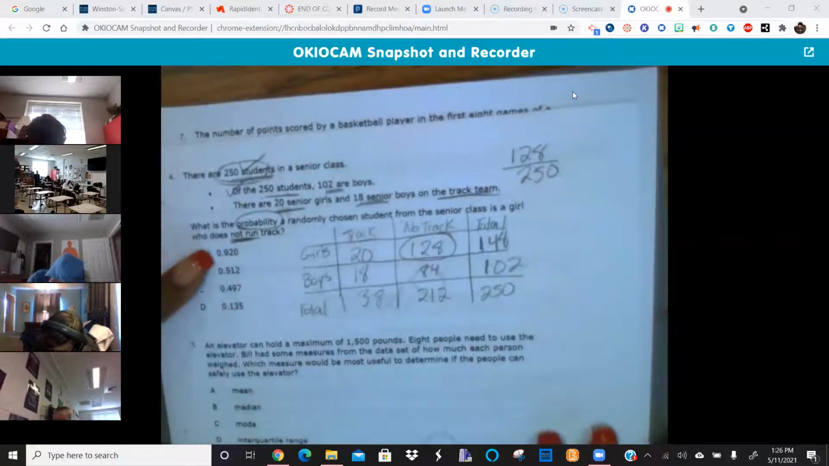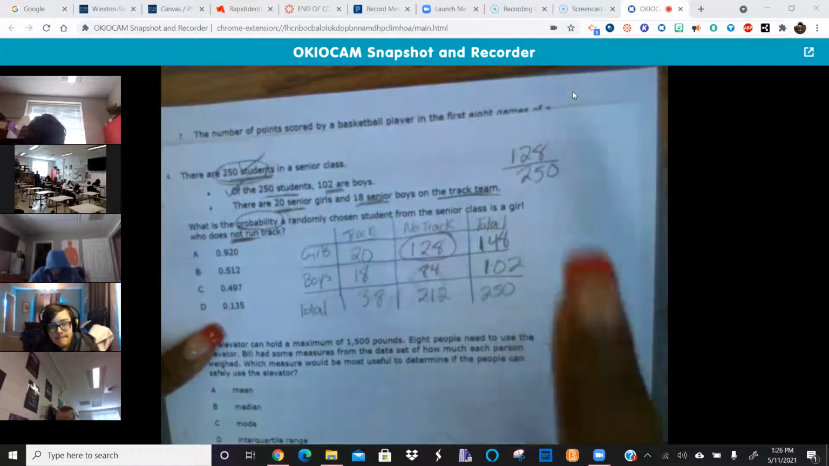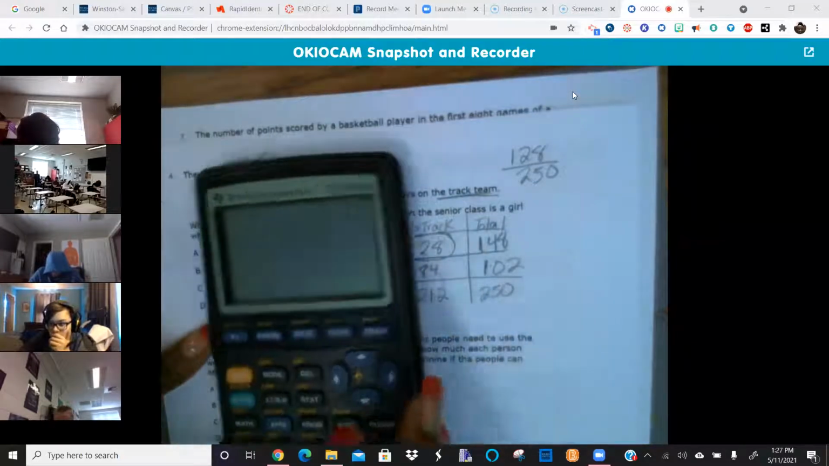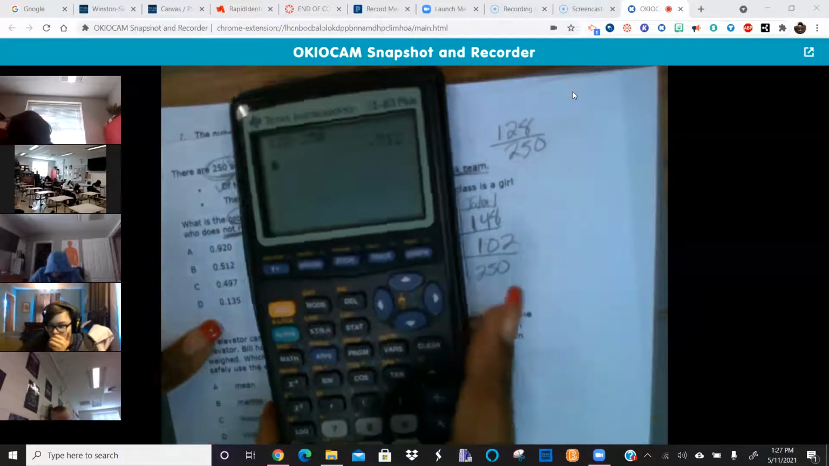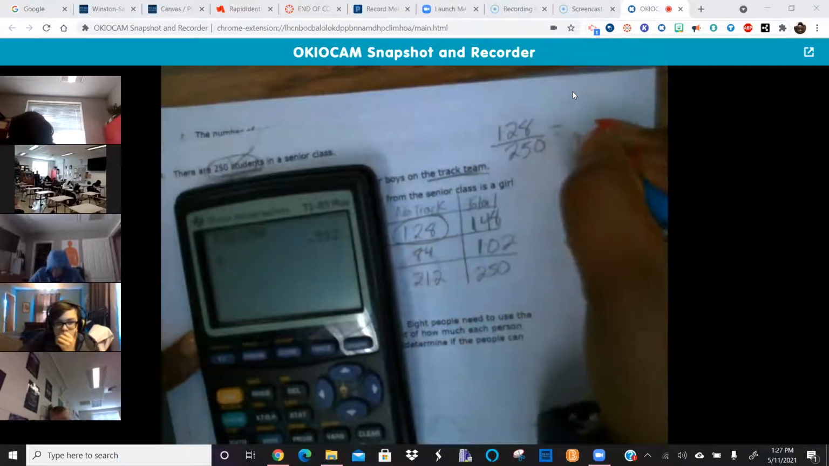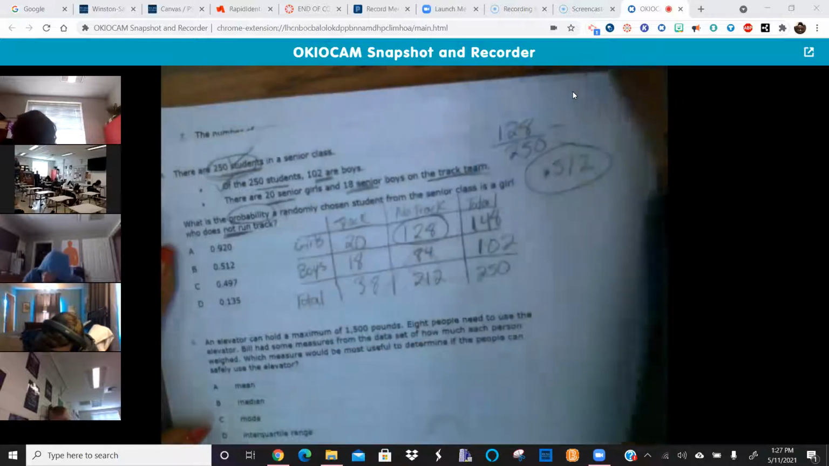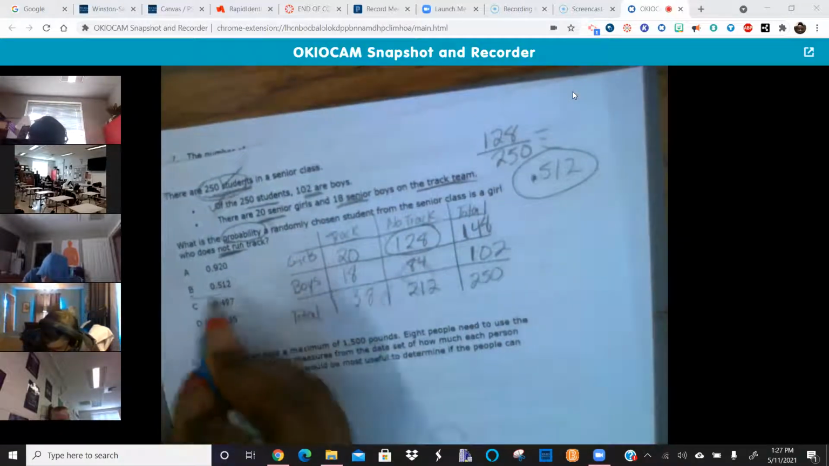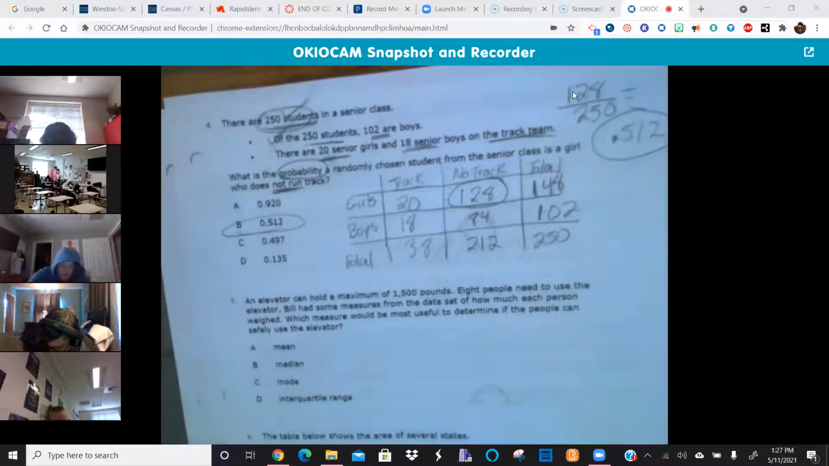Let's look and see what my answer choices look like. Super important. They're decimals, so I want to write this as a decimal. So let me divide and get my decimal. This is 128 divided by 250, and that gives me 0.512. Okay, that gives me 0.512. So 512 thousandths is my answer here. Any questions about that?